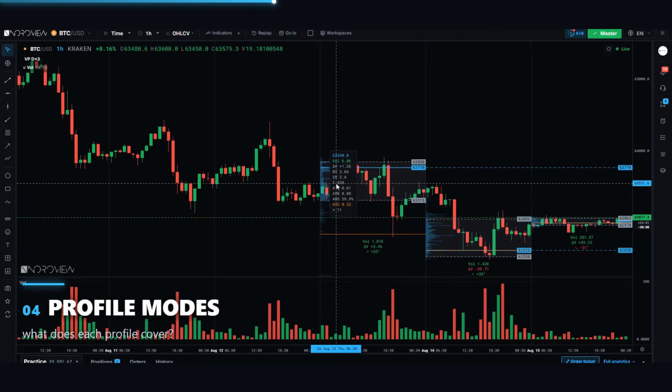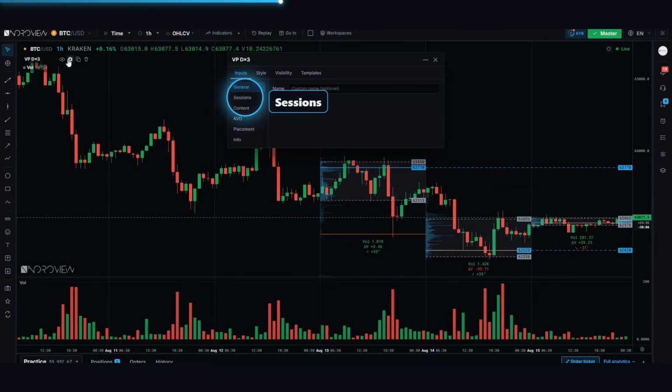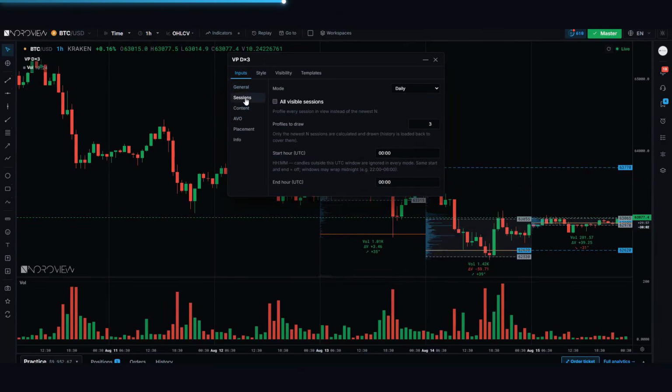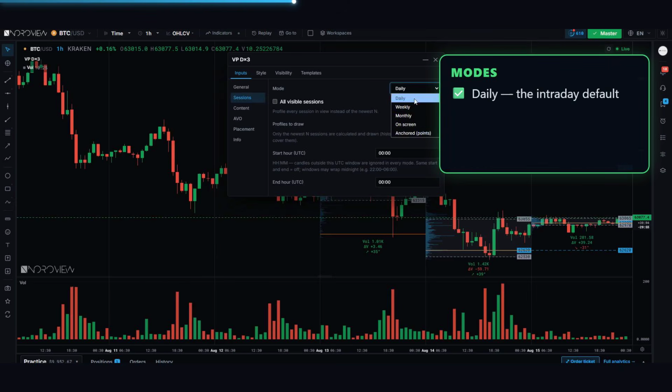Now, what does each profile actually cover? That is your choice. Open the indicator settings and go to Sessions. The mode dropdown gives you daily, weekly, monthly on-screen, and anchored. Daily builds a fresh profile for every trading day. That is the intraday default.